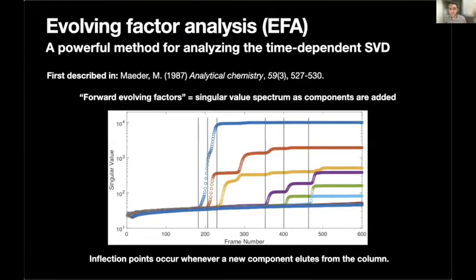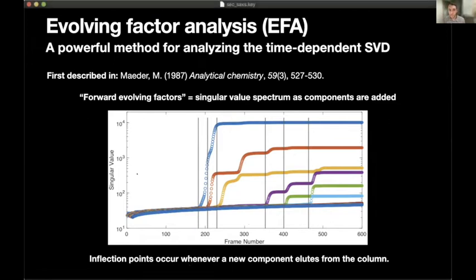This is the basic idea behind a technique called evolving factor analysis. It's basically that movie I just showed you, but put into a single graph. We're plotting the singular values as a function of time or as a function of frame number. As a graph, you see these little blips. Basically, every time a singular value pops up, you can draw a vertical line, and we call these inflection points. The inflection points occur whenever a new component elutes from the column.